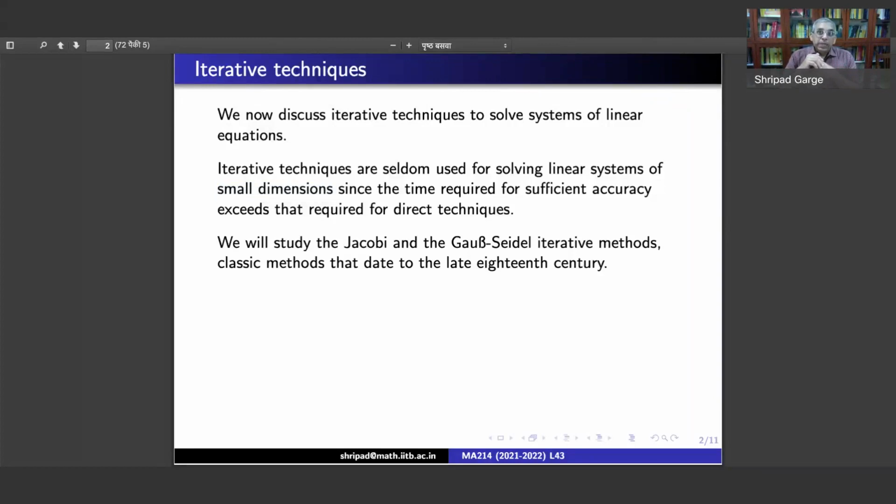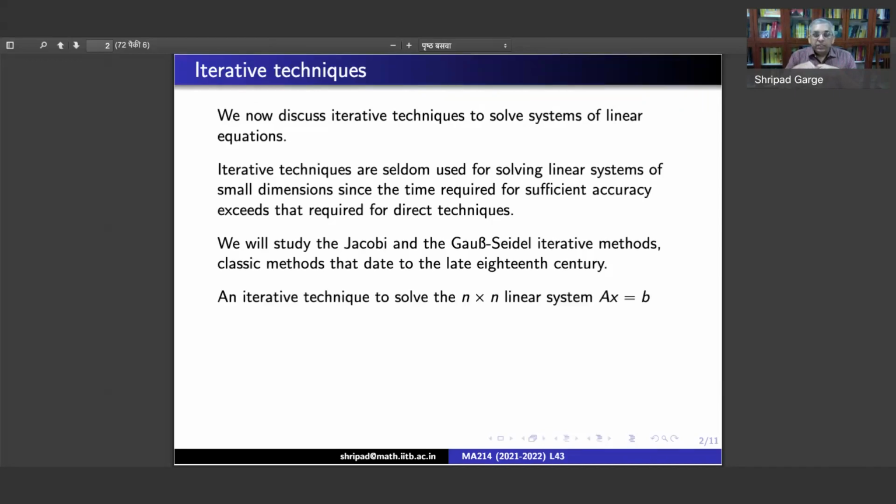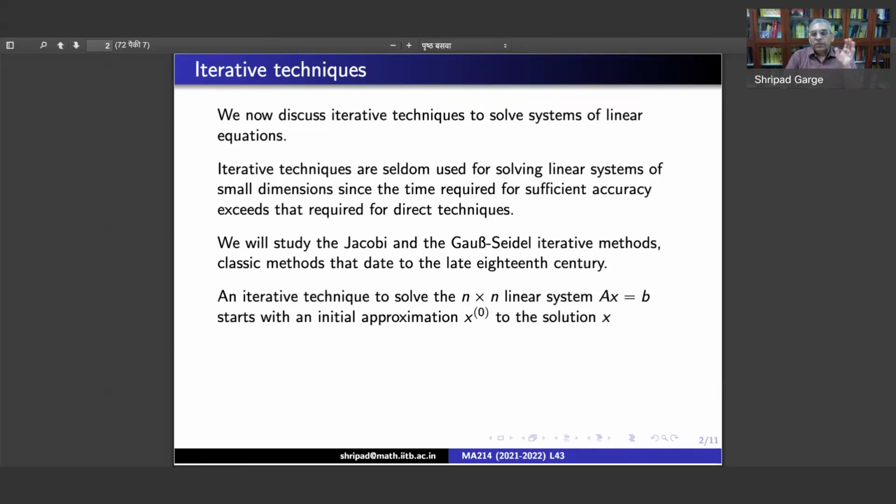There are two main techniques that we are going to study: the Jacobi method and the Gauss-Seidel method. These methods date to the late 18th and early 19th century. So what does an iterative technique do? To solve such a system Ax equal to b, it starts with an initial approximation to the solution. We start with an initial approximation x naught, and then we generate a sequence of vectors xk, where k goes from 0 to infinity, such that this sequence converges to x. This is what we would try to do.